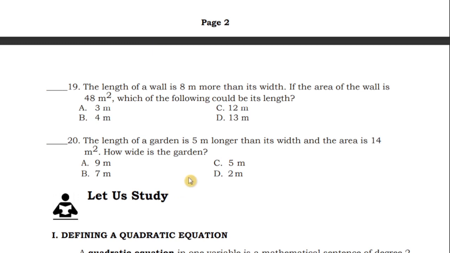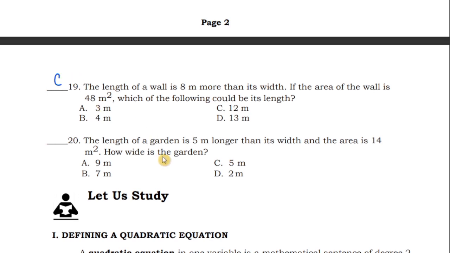Okay, let's now have number 19. The length of the wall is 8 meters more than its width. If the area of the wall is 48 meters squared, which of the following could be its length? A 3, B 4, C 12, D 13. The answer for this is 12, which is C again.